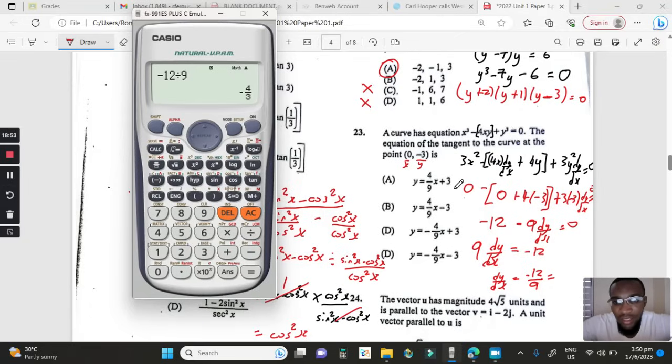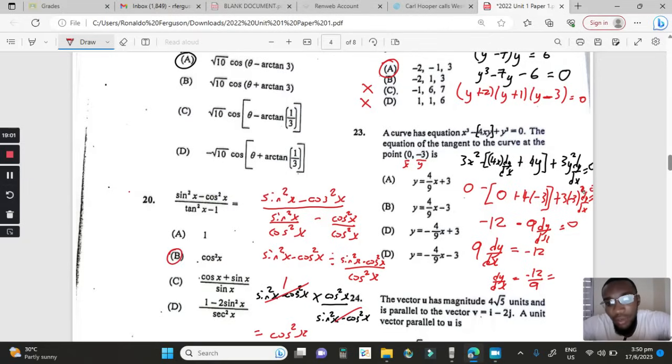This part is 0, this part is 0. Differentiated 3y cubed, so 3 times... Oh, I left off the square here, guys. I left off the square. -3 when I square it is 9, and 9 times 3 is 27. So pay attention there. Plus 27 dy/dx. When I bring it over, it becomes 27 dy/dx equals positive 12.